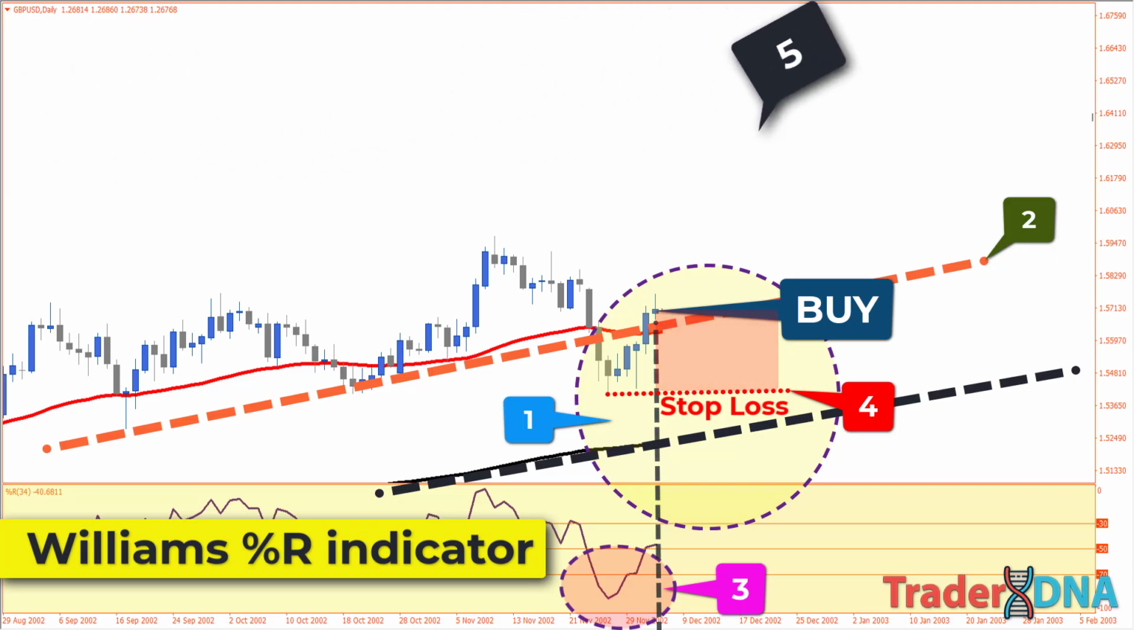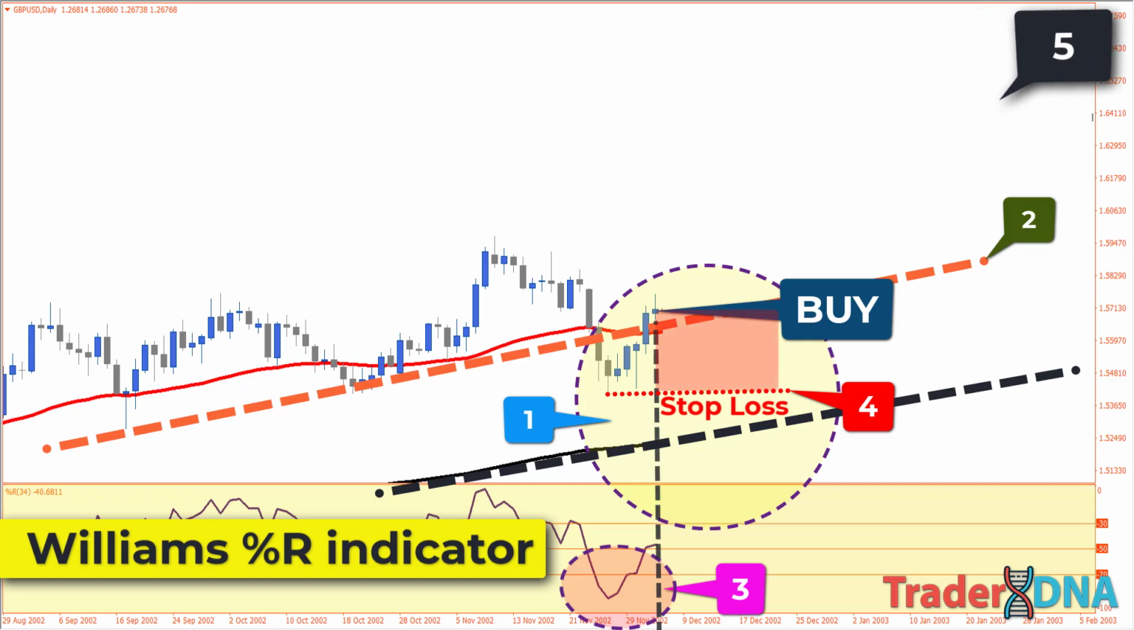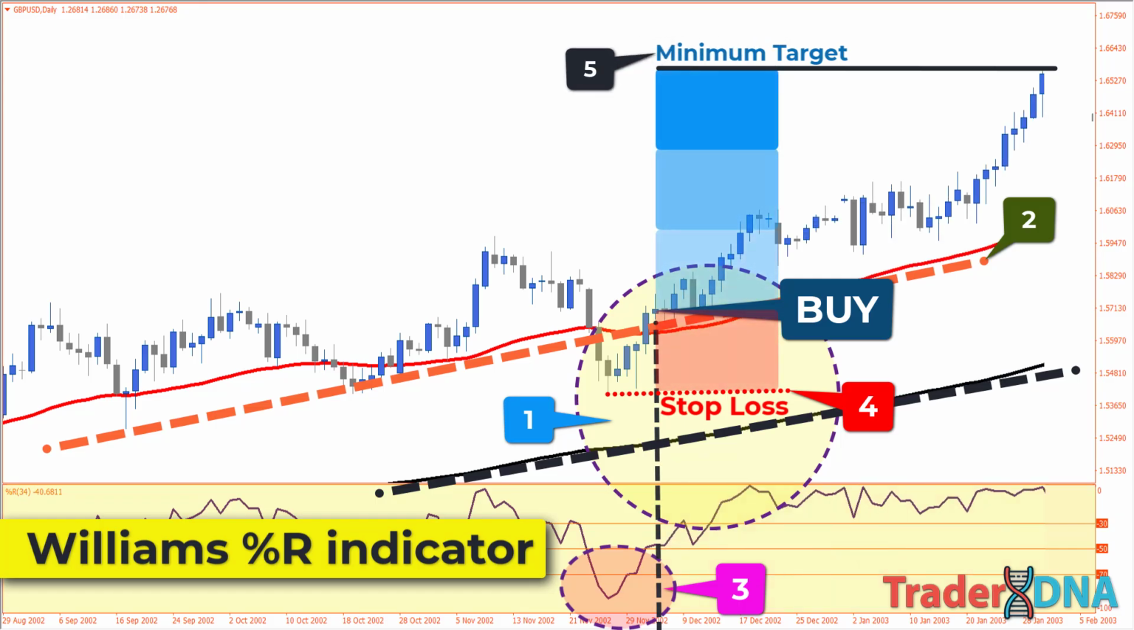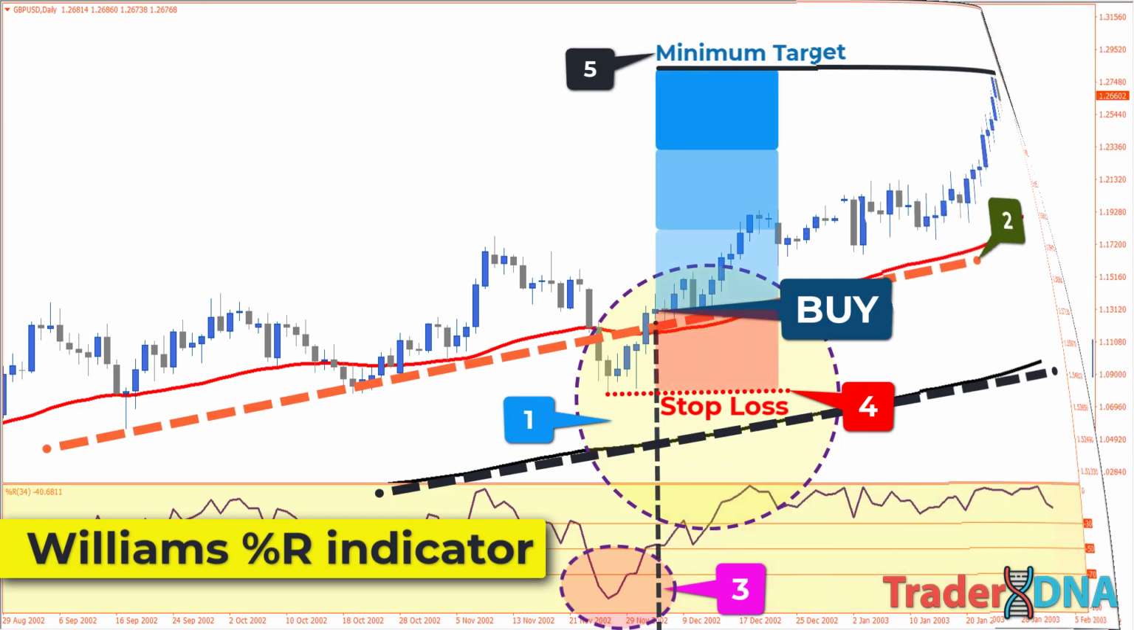Step number 5. Target profit at least 3 times stop loss. To increase your chances of profitability, you want to trade when you have the potential to make 3 times more than you are risking. If you give yourself a 3-1 reward to risk ratio, you have a significantly greater chance of ending up profitable in the long run. Use the same rules for a sell trade.